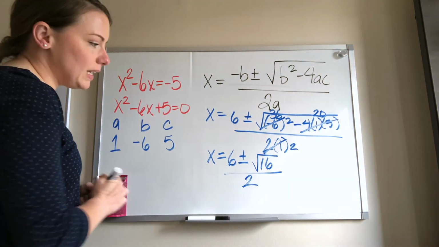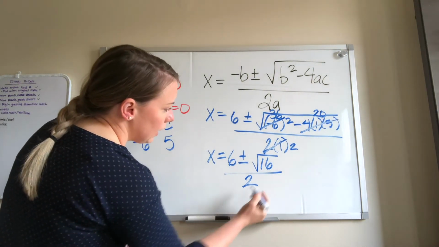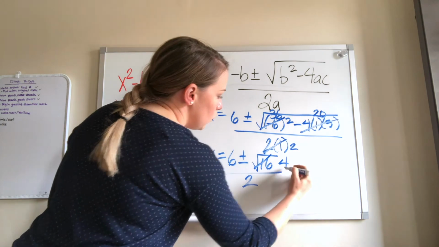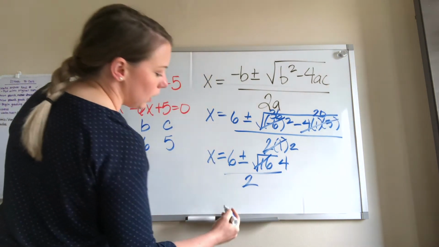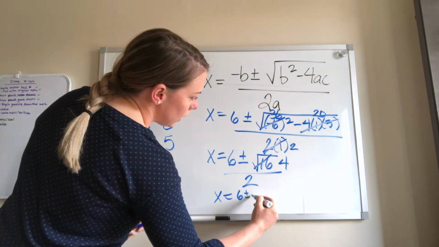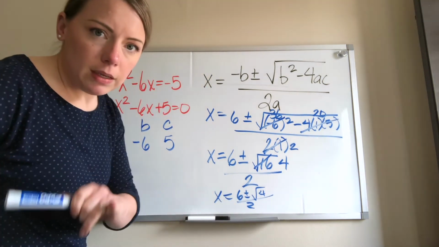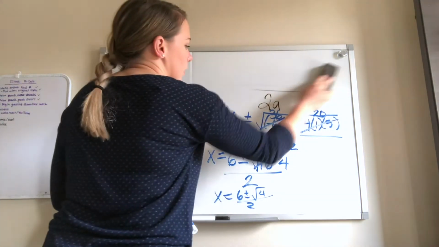I'm going to keep simplifying with the little room that I have because I know that this is 4. So I have x is equal to 6 plus or minus the square root of 4 over 2. Now let me give myself a little bit more room.